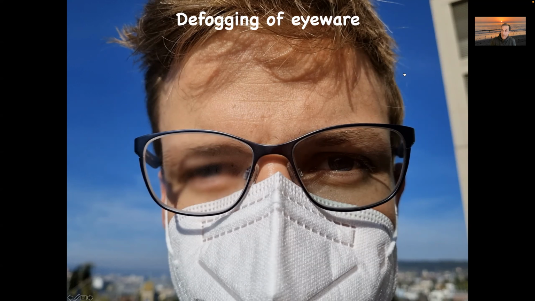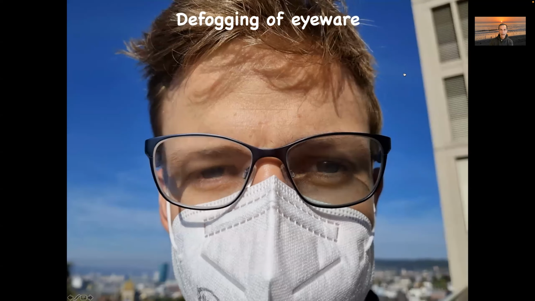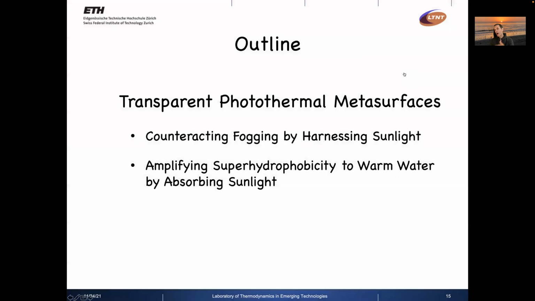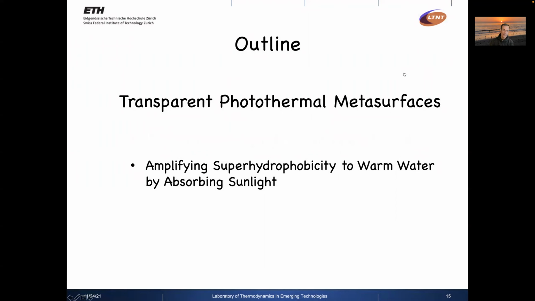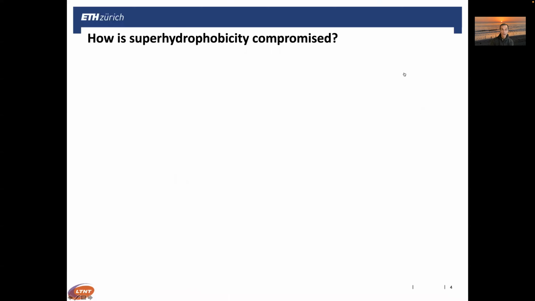Some of them we've not published, but we've submitted patents, and the publications will be coming out. Additional publications, that is, with the new generations of the materials, will be coming out next year. So now I'm moving on with my outline, and I'm moving to the second category of problems where our concepts of photothermal metal surfaces can work very well, and that is amplifying superhydrophobicity of surfaces to warm water.